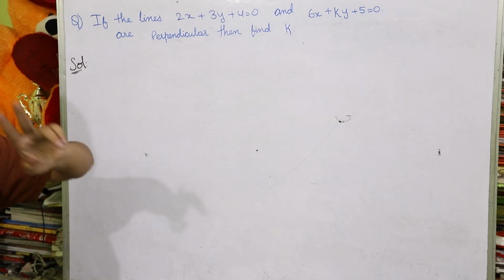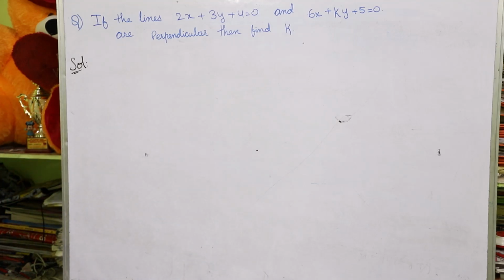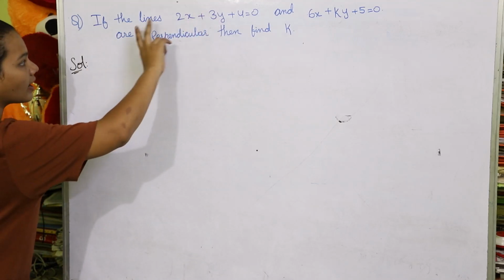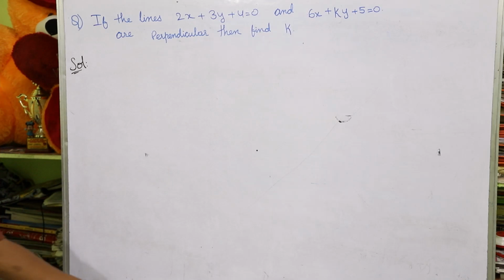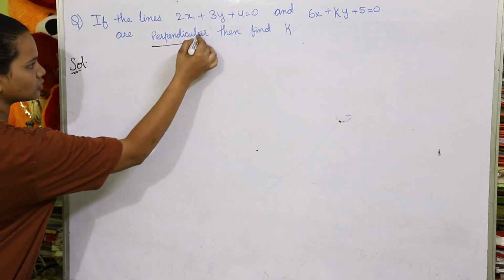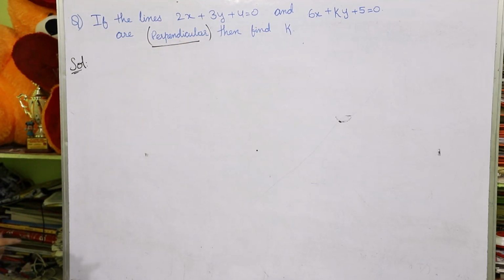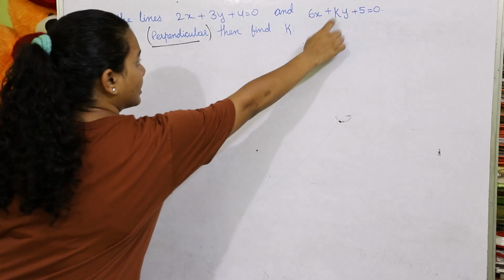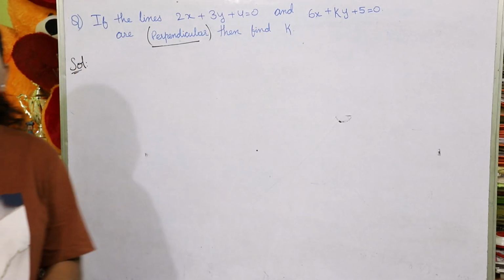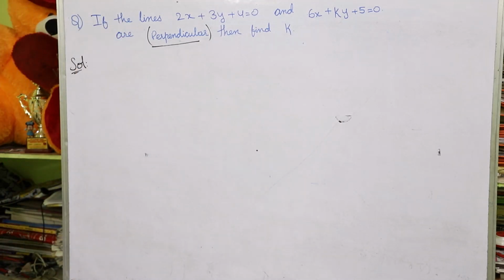They have given two equations and they said these two lines are perpendicular. Then find the k value. Here you can see this is the k value and we must find the k value. So find out the k value.